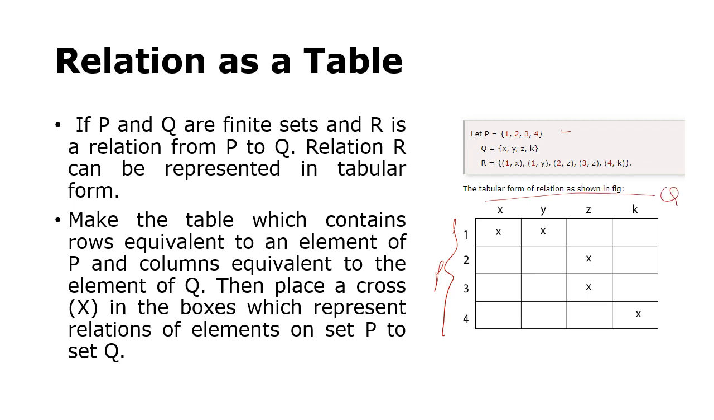And then wherever there is a match, 1X, that means 1 is related to X. So on the intersection of these two, we put a X over here. 1Y, we put a X over there. There is no pair as 1Z or 1K, so we leave them as it is. Similarly, 2Z, so the intersection of 2 and Z, we put a cross. 3Z, we put a cross over here. 4K, we put a cross over here. Right? So this is quite simple relationship presented as a table.